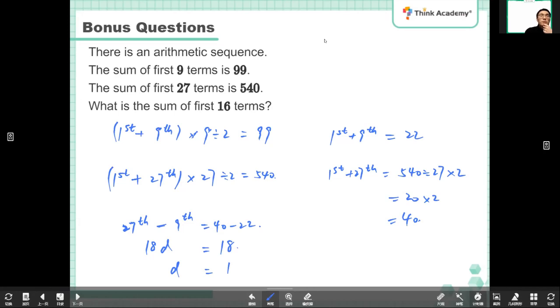So 9 terms, last term minus first term divided by 9, divided by 1 plus 1 is 9. Divided by 9 plus 1 is 9. 72. Okay. So I need a bit of time to figure this out.